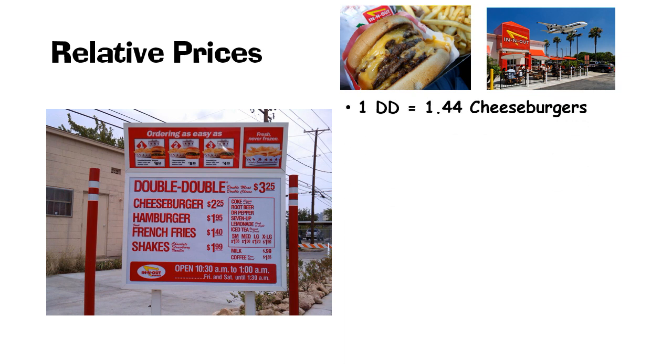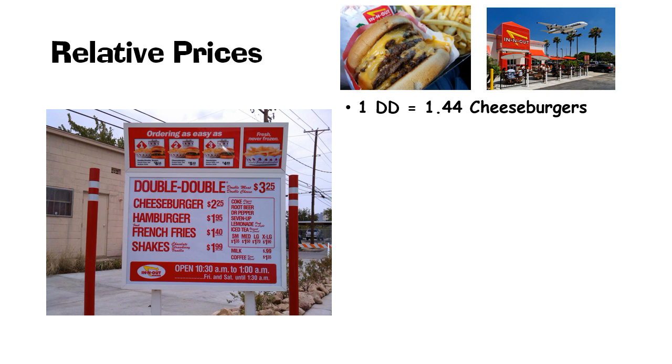So one double-double is equal to 1.44 cheeseburgers. Is that exciting? 325 divided by 225 is 1.44. So one double-double equals 1.44 cheeseburgers. That's the relative price. So if somebody says to you, what's the price of the double-double? You can say 325, or you can say 1.44 cheeseburgers.